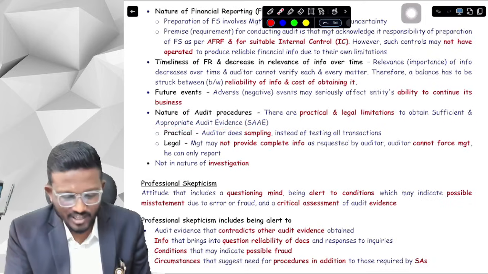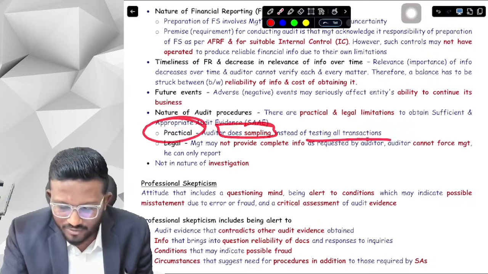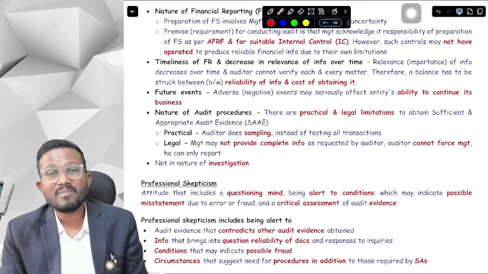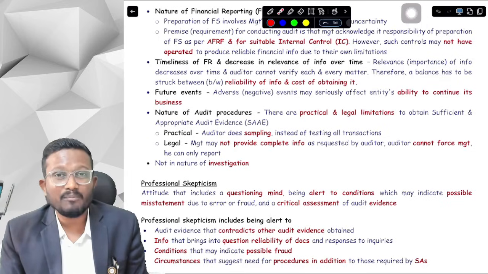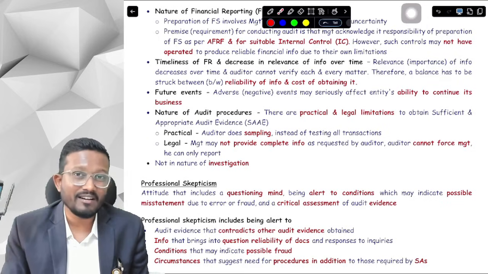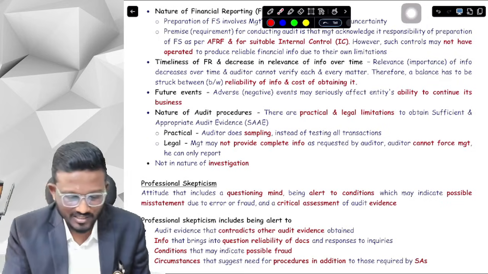What are the practical limitations, sir? That we do sampling instead of testing all the transactions. There may be a case that the sampling provides us a different conclusion, and testing all the transactions would have provided us a different conclusion. So this is the practical limitation.